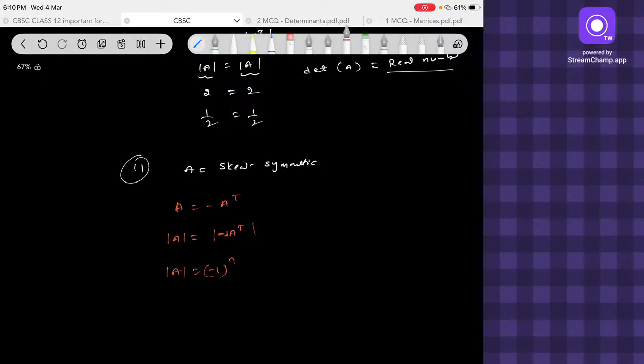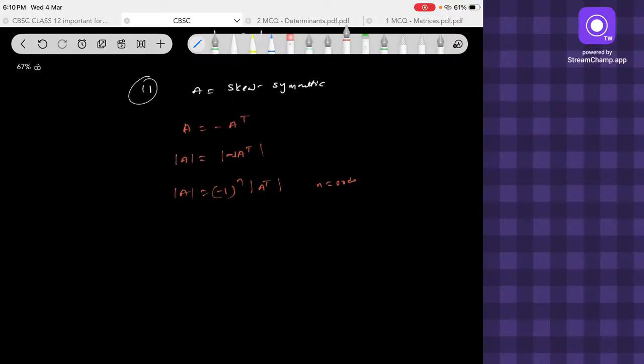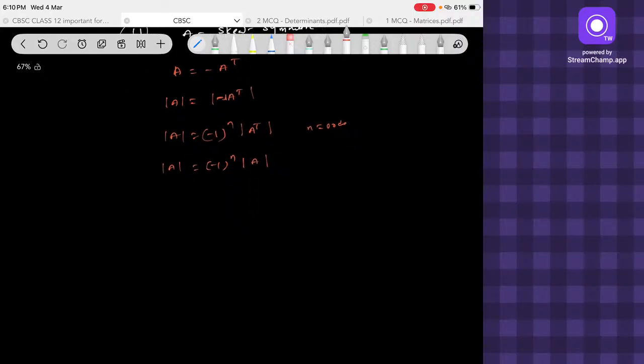If you take a real number outside, you should take power n, where n is the order of the matrix. So determinant of A is equal to minus 1 power of n times determinant of A transpose. By the property, determinant of A transpose can be written as determinant of A only. And there are two cases here.